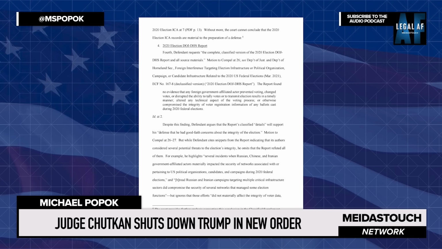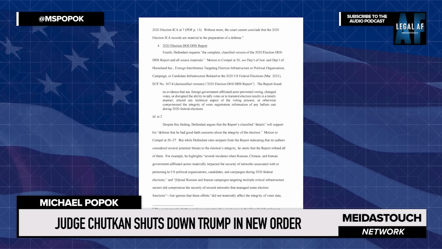Despite this finding, the report found, let me read the report's finding. The report found no evidence of any foreign government affiliated actor preventing voting, changed votes, or disrupted the ability to tally votes or to transmit results in a timely manner, altered any technical aspect of the voting process, or otherwise compromised the integrity of voter registration information of any ballots during the 2020 elections. In other words, the election had integrity.